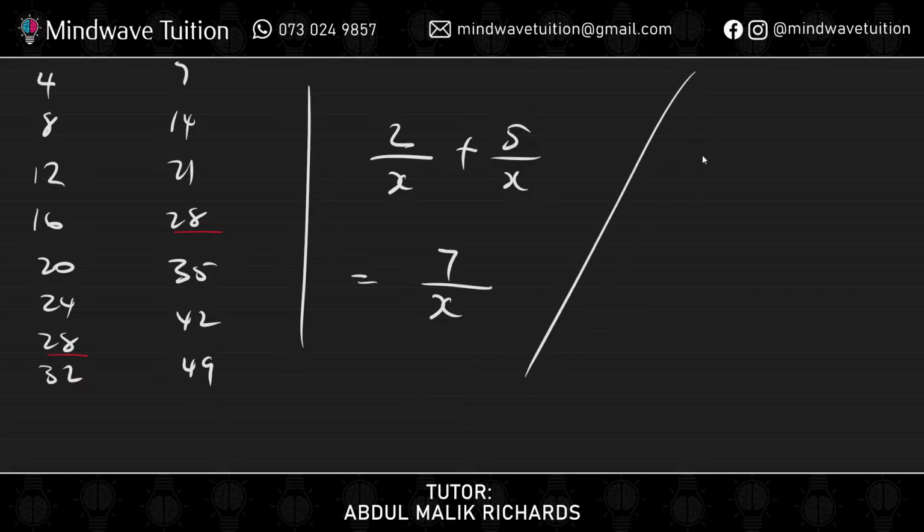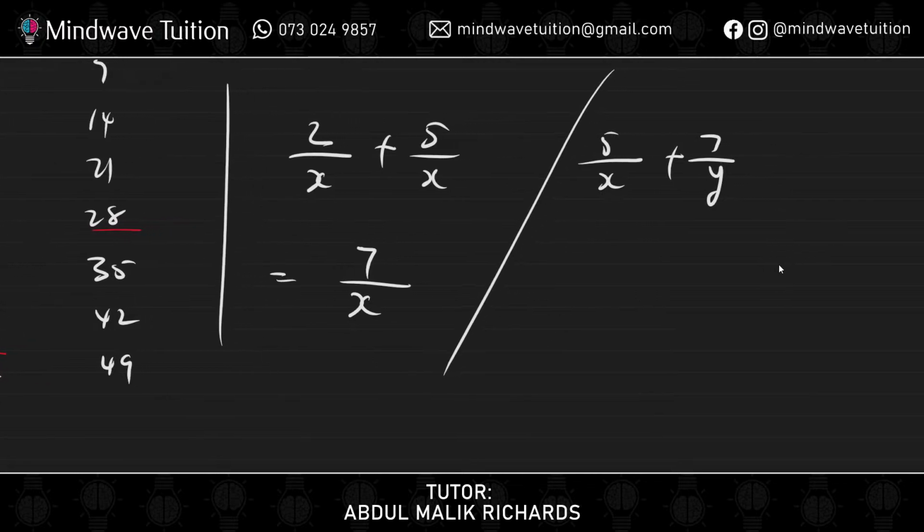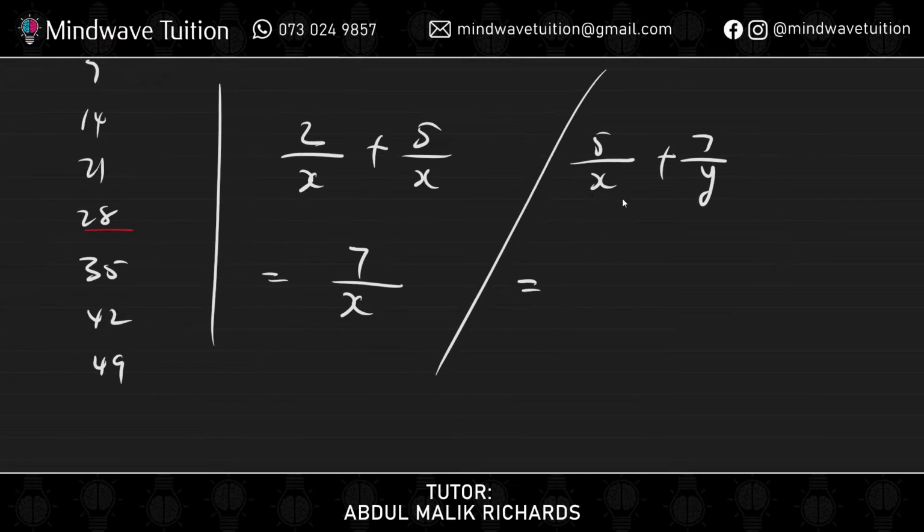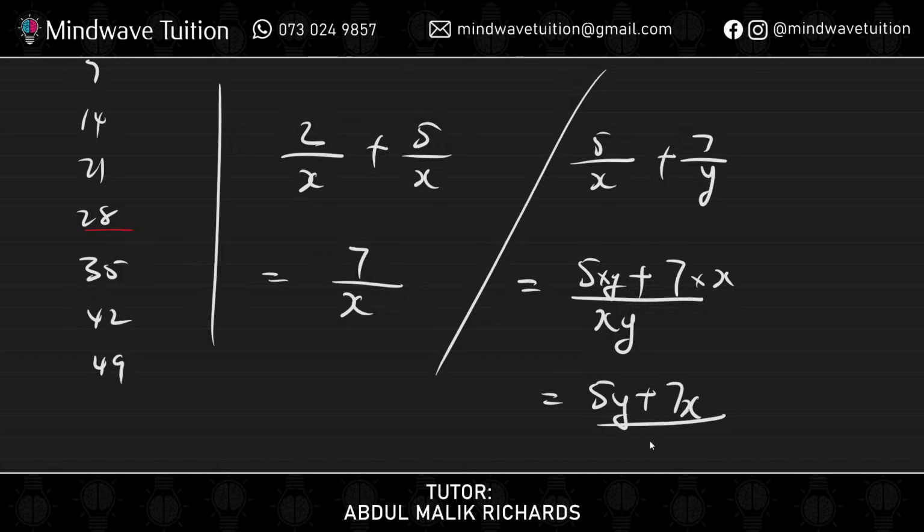Or if you have something like 5 over x plus 7 over y, again we use the butterfly method. So we multiply the denominators, x and y will give us xy, and then we say 5 multiplied by y, and then 7 multiplied by x. So this will give us 5y plus 7x over xy. You will do more of this in algebraic fractions.